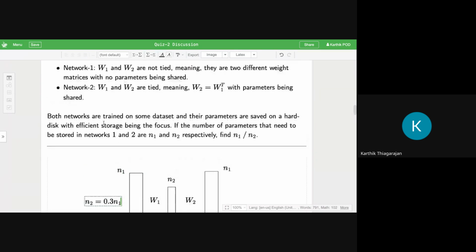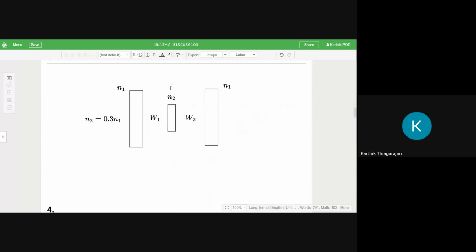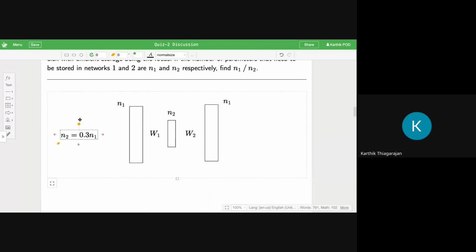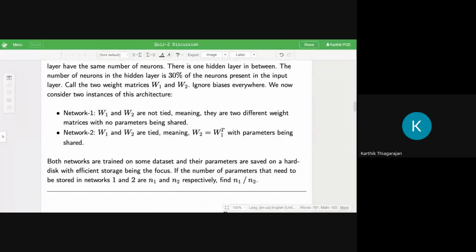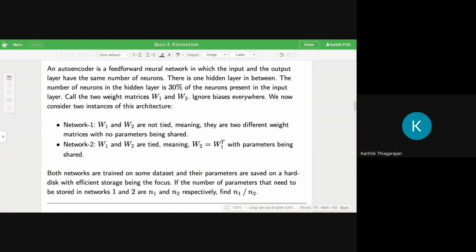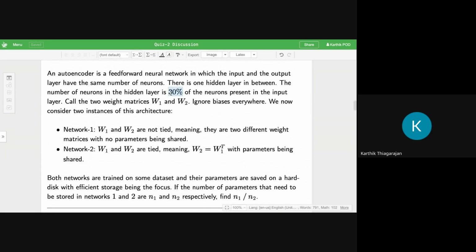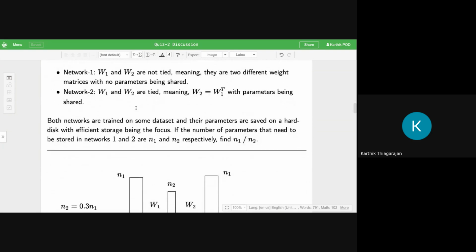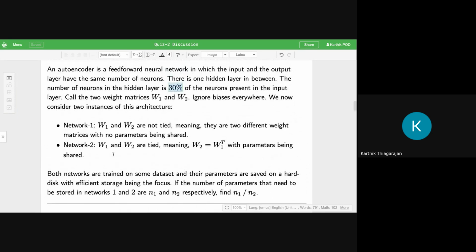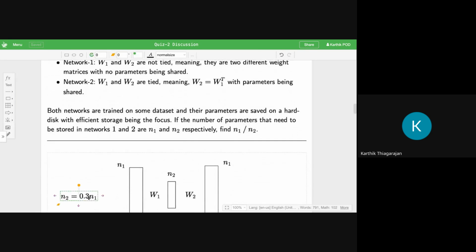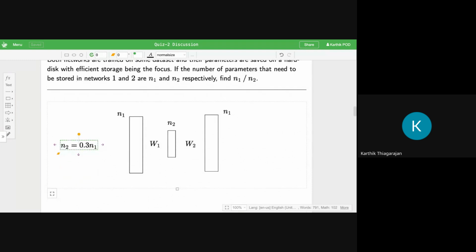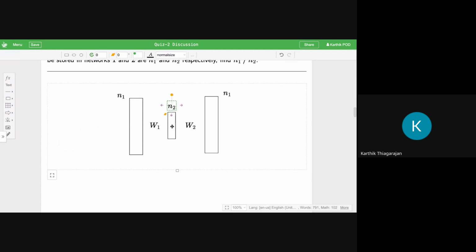So do you actually need this 30%, or can it be anything? Can it be 0.5 and will the answer change? Actually, the answer won't change. So that was just to confuse you. Not with a bad intention, but that was not needed actually. So let's just call that N2, some fraction of N1.